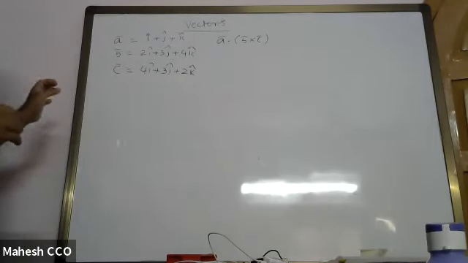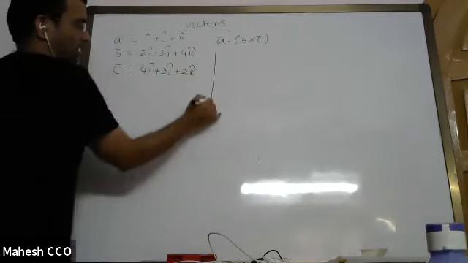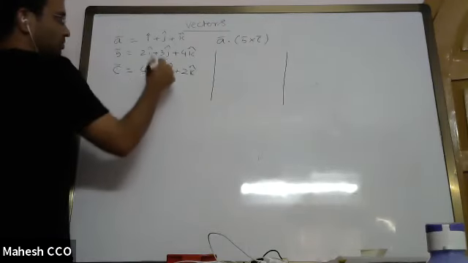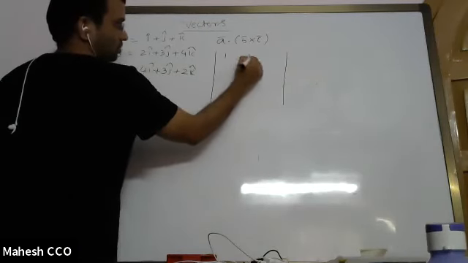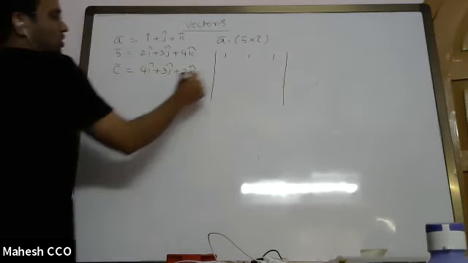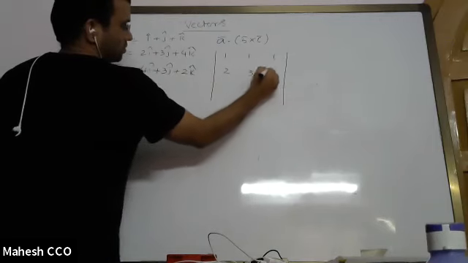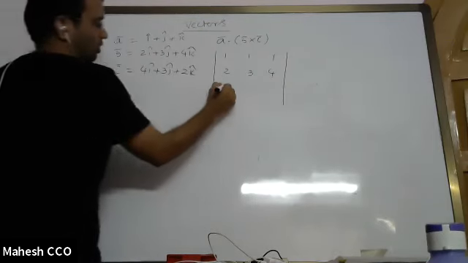So how will you do it? All you have to do is take the determinant. In A you have 1, 1, 1. In B you have 2, 3, 4. In C you have 4, 3, 2.